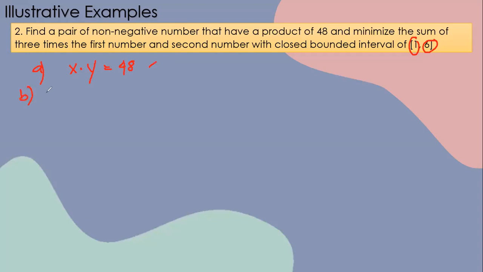So nabuo na natin yung equation. Next, hanapin daw natin yung o-optimize. Sabi dito, minimize the sum. Minimize, okay? Ang may minimize natin, let's have the function.